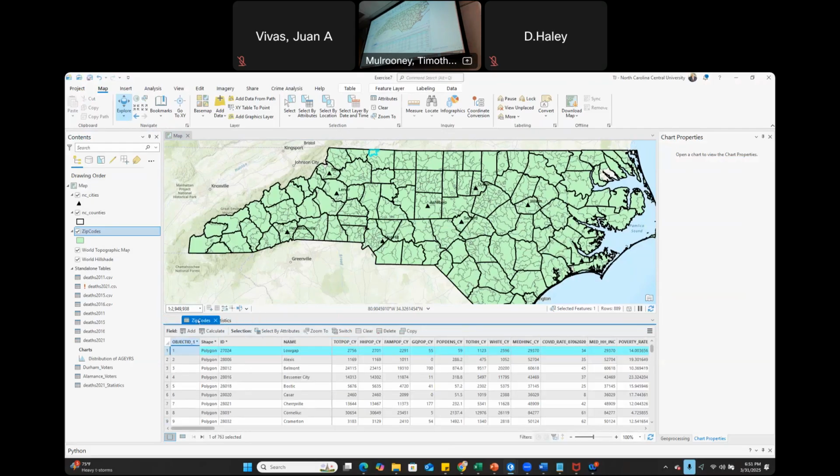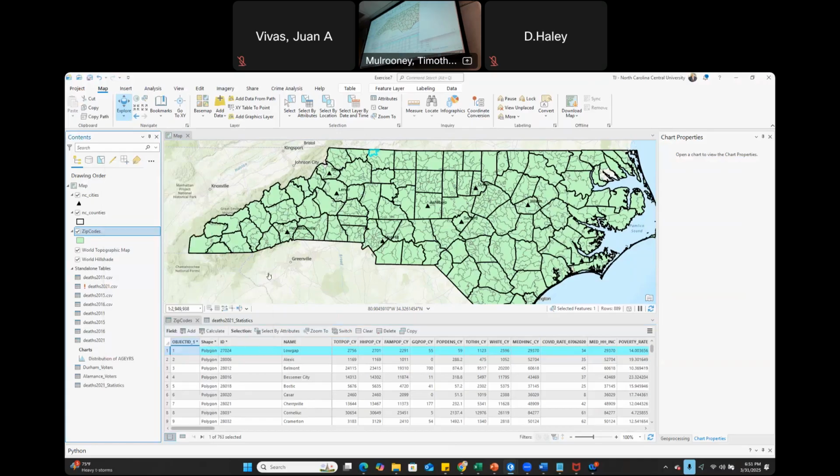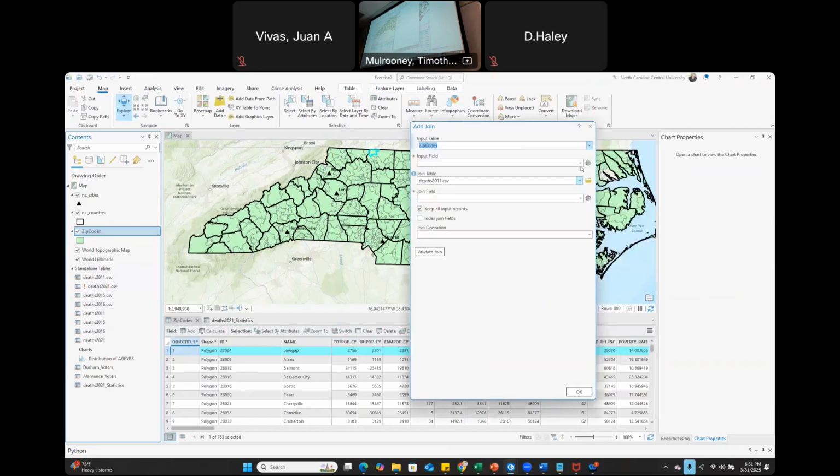I don't think there's anything in there about socioeconomic status. So now I got my zip codes. I'm going to right mouse click, do join, add a join. All I'm doing, this is called the tabular join. So my input field is going to be my ID with my death statistics, with my little zip text, right?